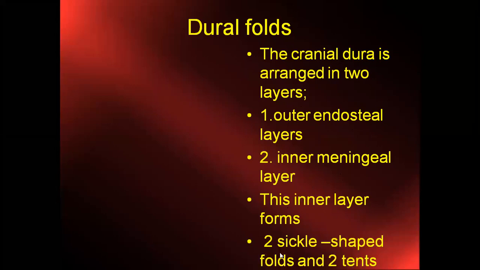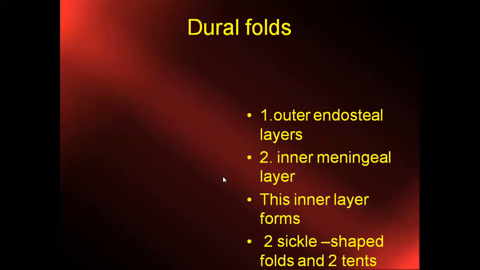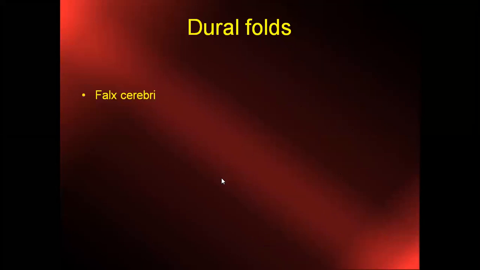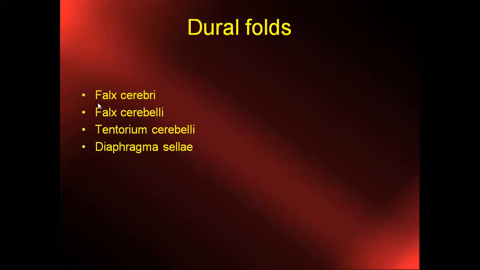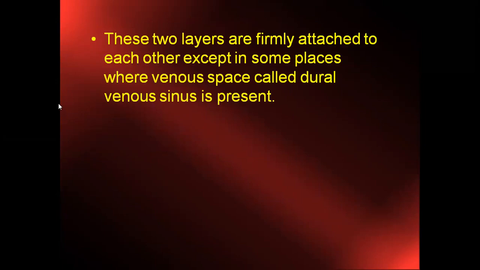Okay, then. So we have different types of dural folds, like two sickle-shaped folds and two tent-like folds. Now let us name them. What are these dural folds? The sickle-shaped folds are falx cerebri and falx cerebelli, and the tent-like folds are tentorium cerebelli and diaphragma sellae. So these are the four dural folds we see inside the cranial cavity, covering the brain and dipping inside the brain in different directions.